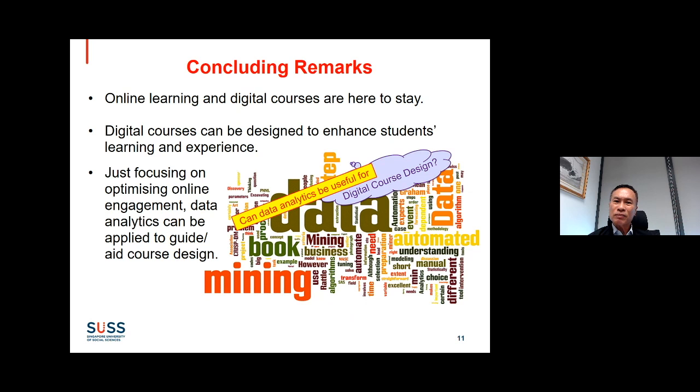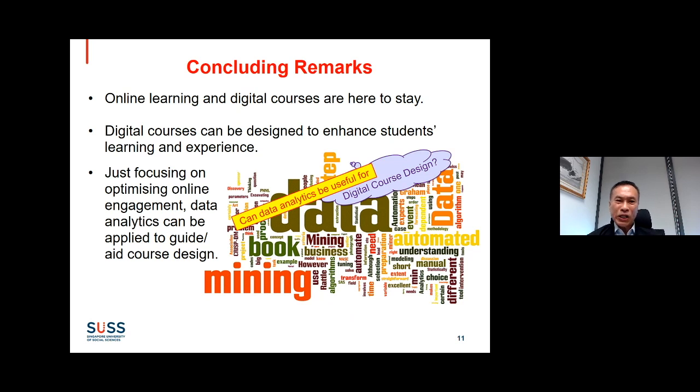Now, why is this important? This is important because if we can identify the significant antecedents, we would know how to influence online engagement or learner engagement in such a way to maximize useful outcomes for the students. And in this presentation, we're looking at course design as one of the important antecedents that we can use to influence learner engagement, especially for online courses.